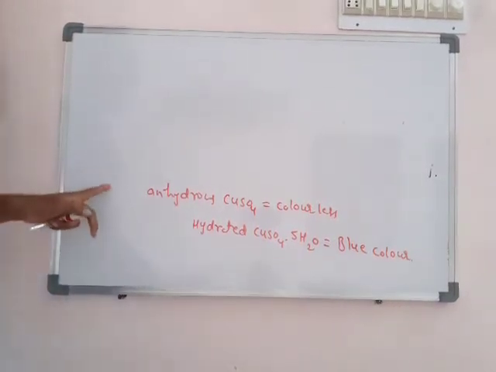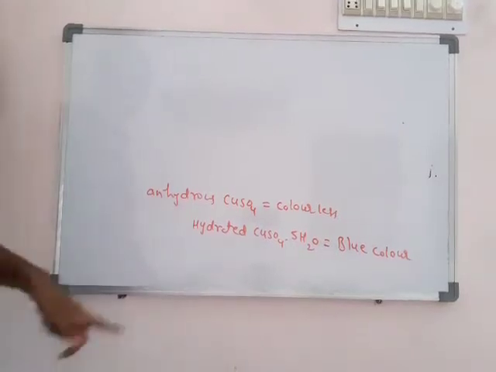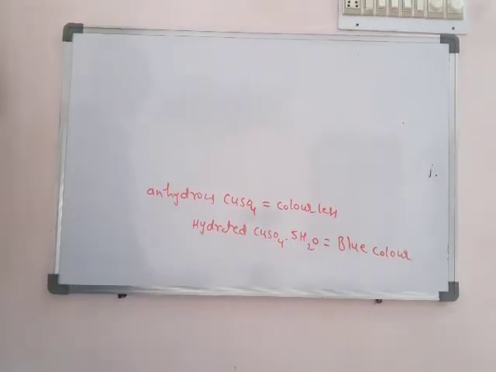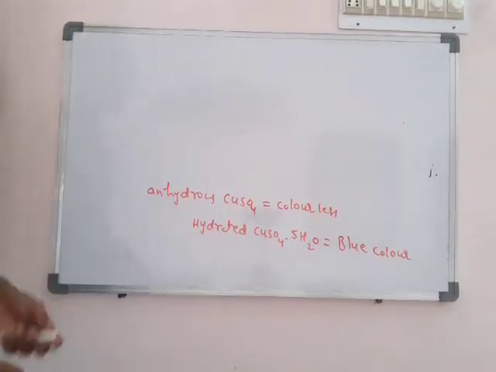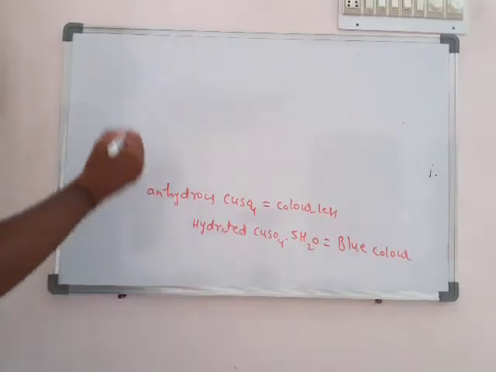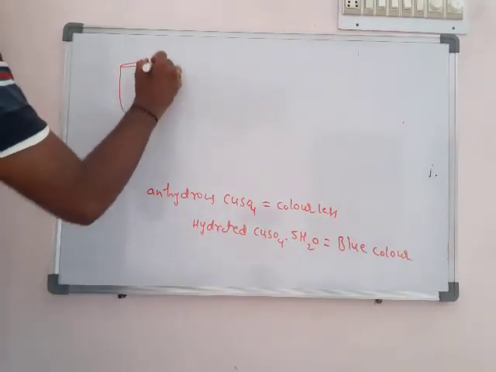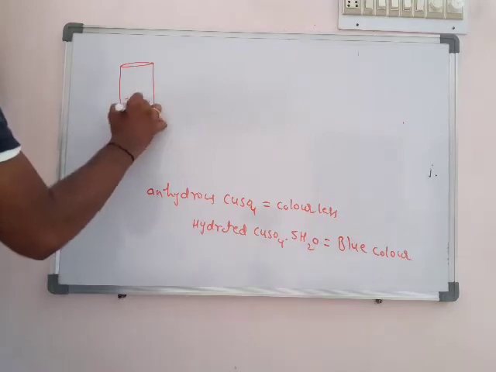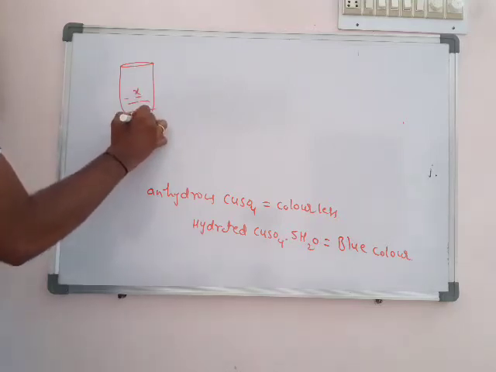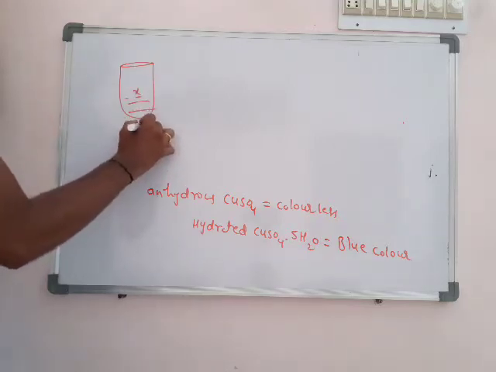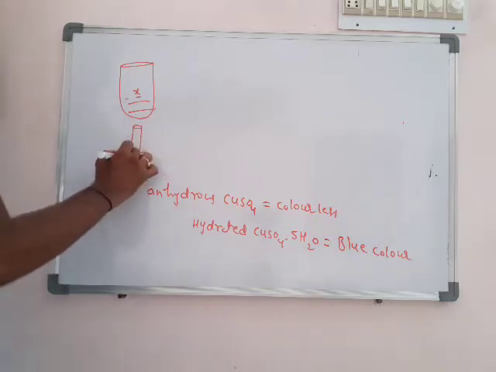So you can take directly to the test: anhydrous copper sulfate is colorless, and hydrated copper sulfate, CuSO4·5H2O, is blue in color. For example, we are taking an experiment. We take this X compound and heat it. No need to draw this diagram, it is just a general example.